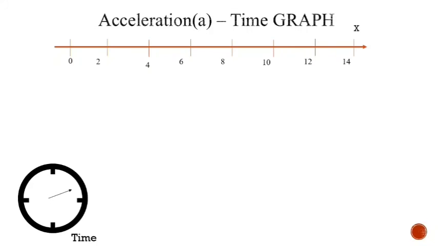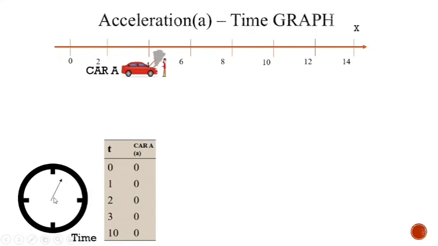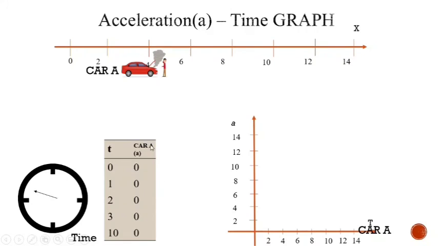Now let us study the acceleration time graph. Again we will see the nature of different types of motions. So first example is the car which is not working. For this we can say that acceleration is 0 because there is no motion at all. So for car A, acceleration is 0. So this particular motion can be represented by using x-axis.